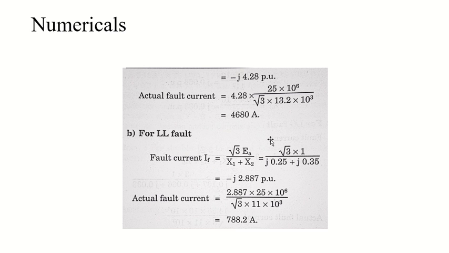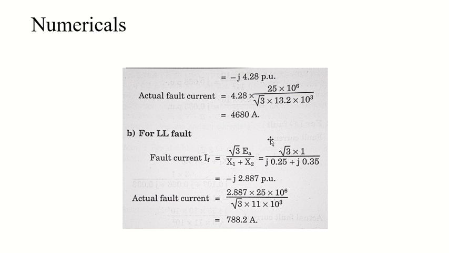And to find the actual fault current, to remove this per unit value, you will multiply this value with your MVA divided by root 3 kV, and when you do so, you will find the actual fault current is equal to 4680 amperes.